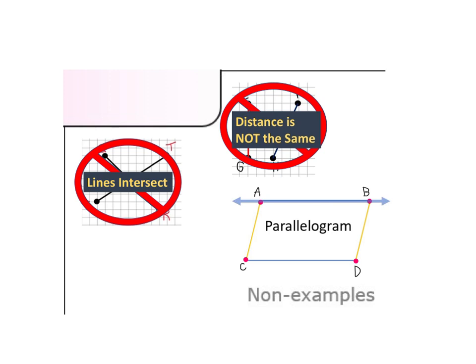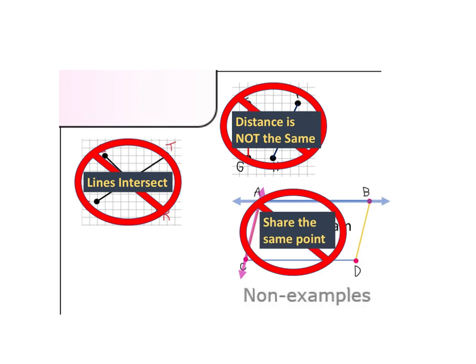In this parallelogram, we can see that a line can be made by going through points A and B. Another line can be made by going through points C and A. We can see here now that line AB and line CA share a common point. These two lines are not parallel because they share the same point.